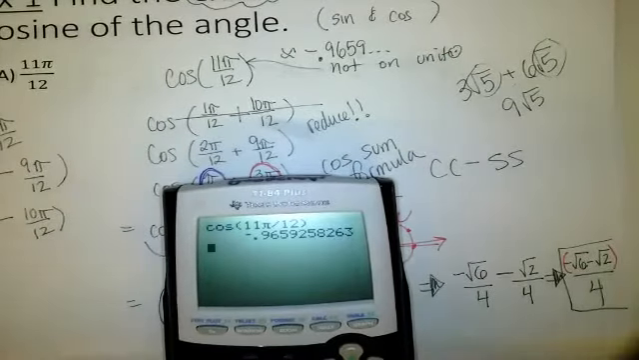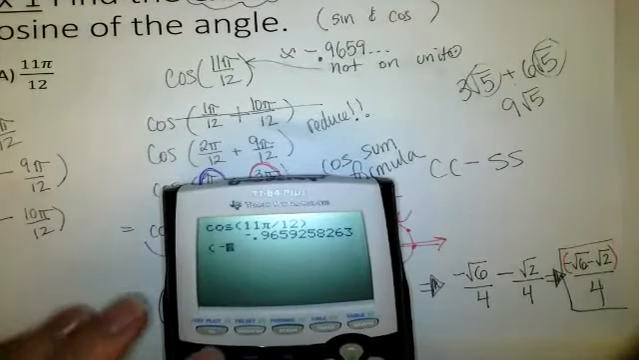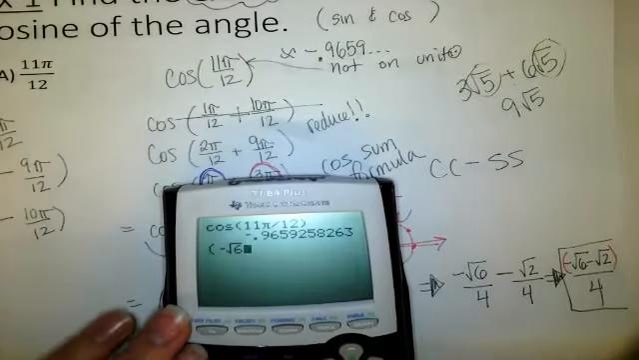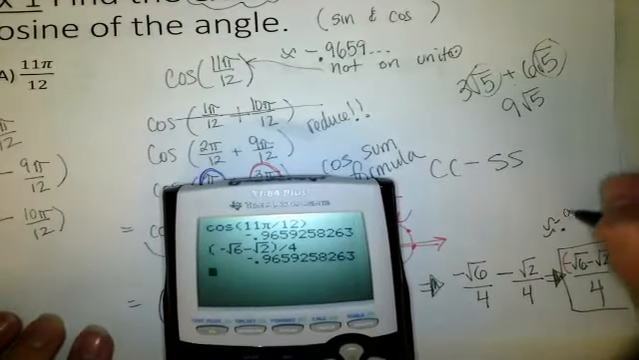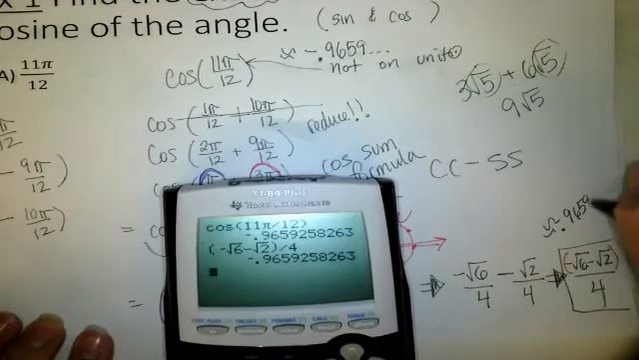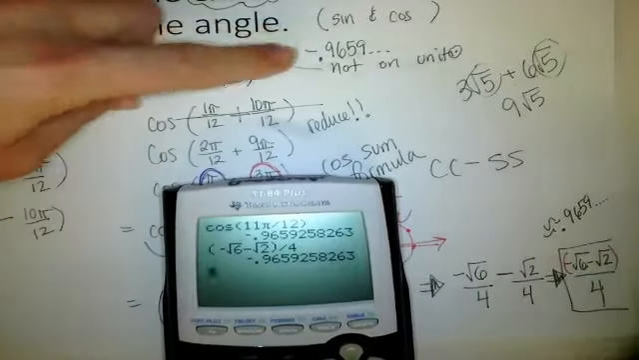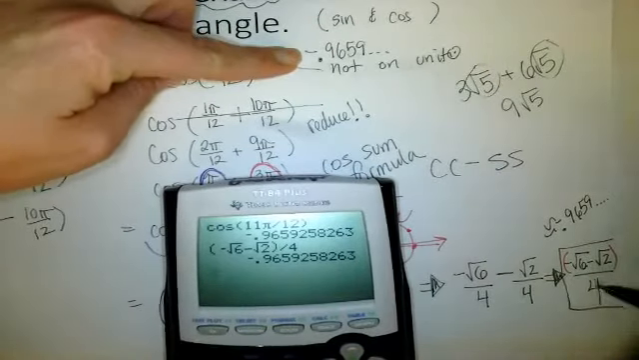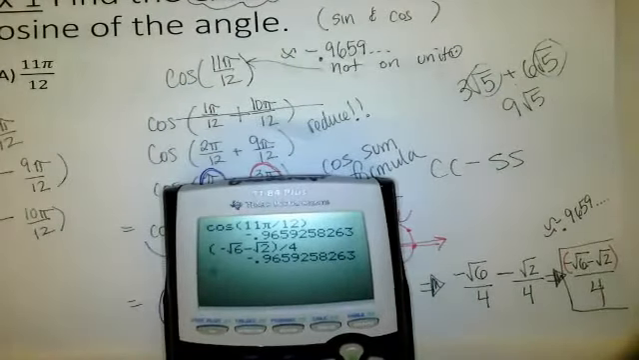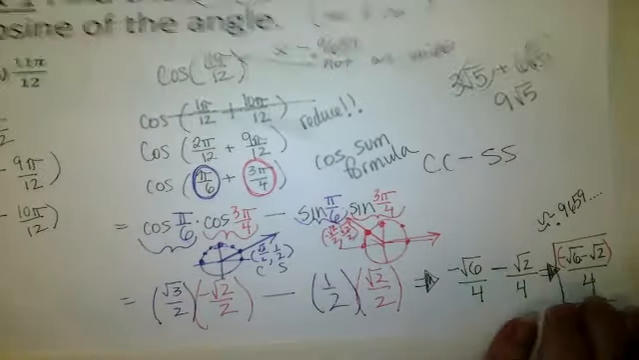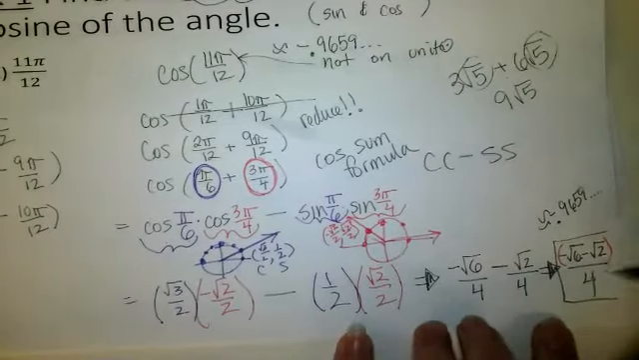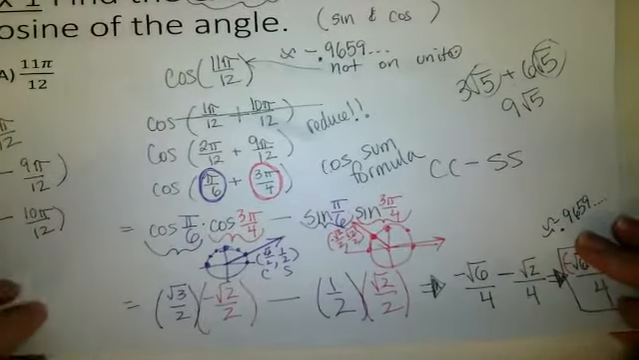If I put parentheses around the numerator, negative radical 6 minus radical 2, all divided by 4, gives me negative 0.9659... And that is what we estimated at the beginning. So our answer is absolutely correct. There's a way that we can just check ourselves. Yes, absolutely, that's how you would check, because I'm going to give you an exact answer. So yes, that is allowed.